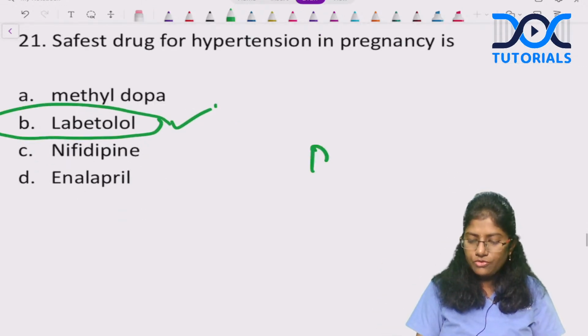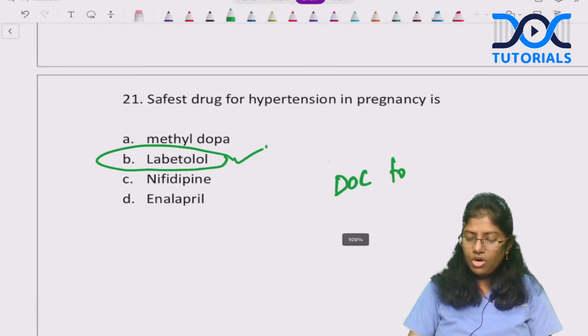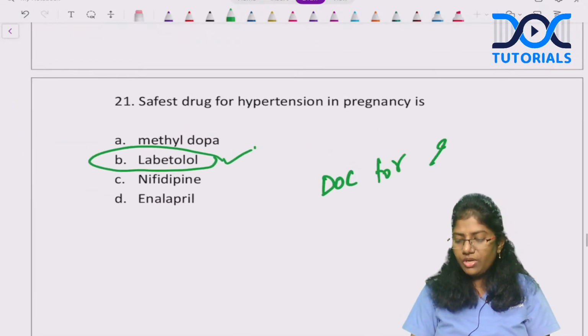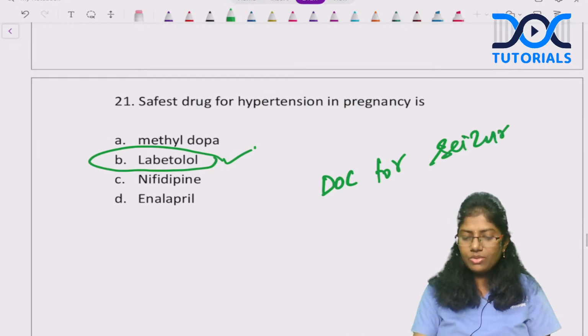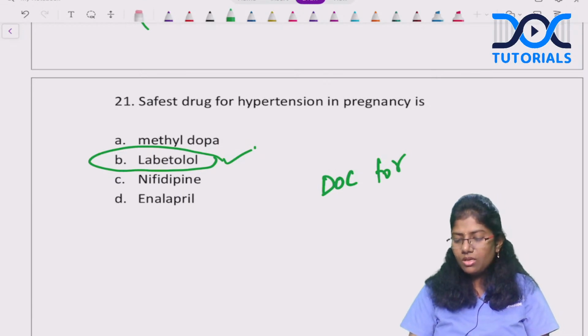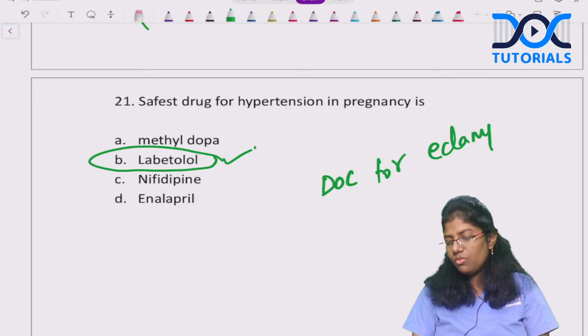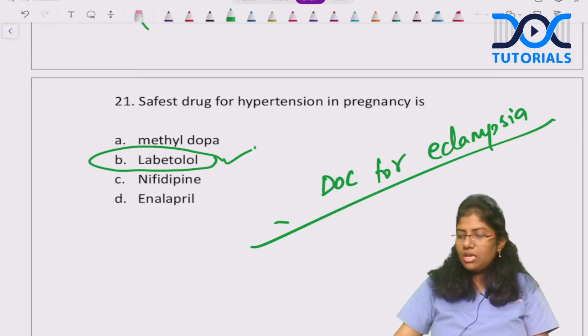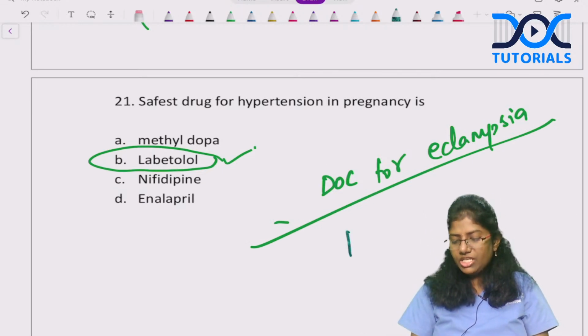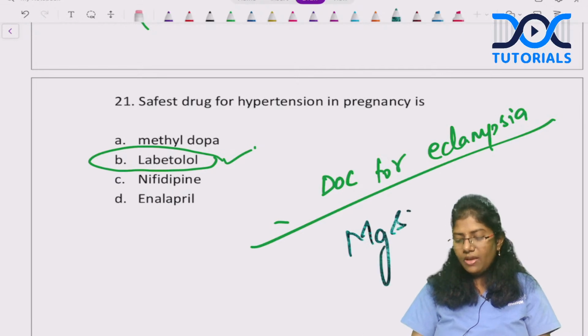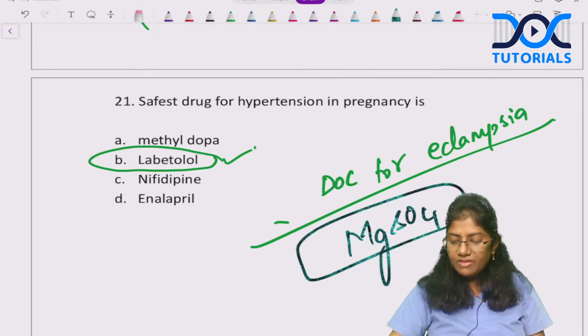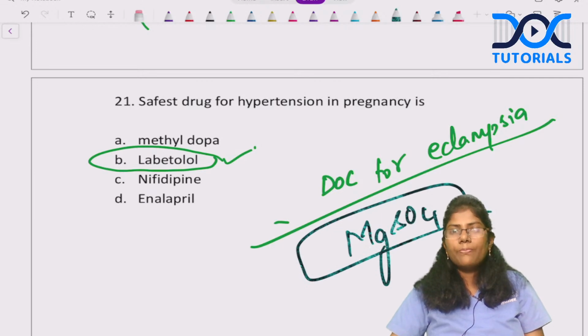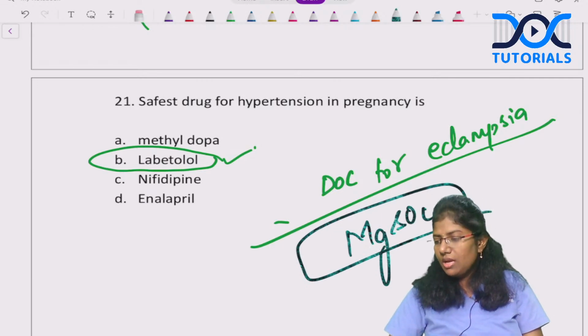Also tell me, what is the drug of choice for seizures during pregnancy? Or I would say eclampsia, I would not say seizures. What is the drug of choice for eclampsia during pregnancy? Yes, the answer is magnesium sulfate. Anticonvulsant of choice to treat eclampsia is magnesium sulfate.